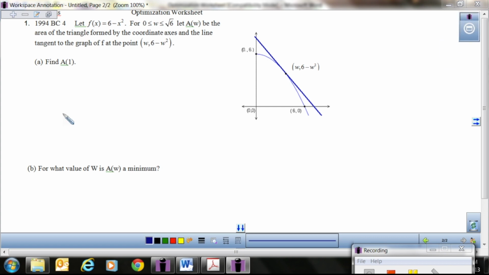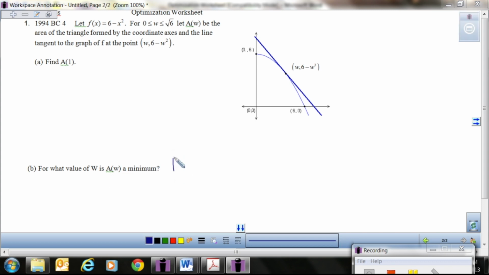All right, so let's look at our problem. It is a true AP problem from 1994. This is a BC4 problem. We have a parabola that is limited between 0 and root 6, and we have a line tangent to the graph at a point that actually hits the parabola. So I'm not going to do part A. I'm going straight to part B. Part B says, for what value of W is there a minimum?